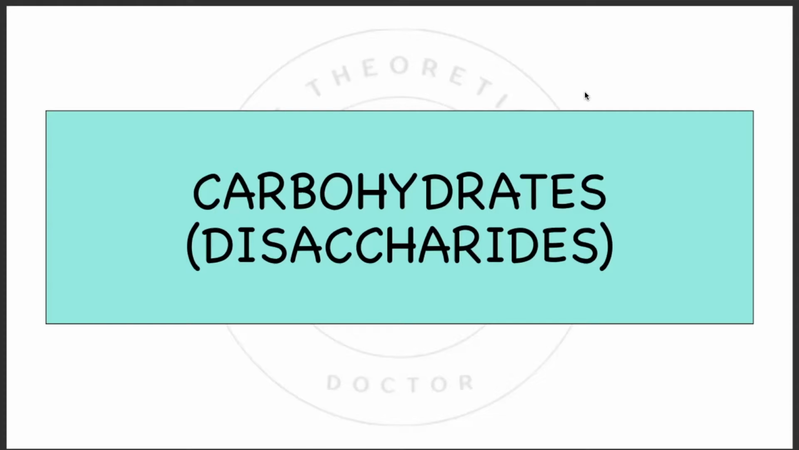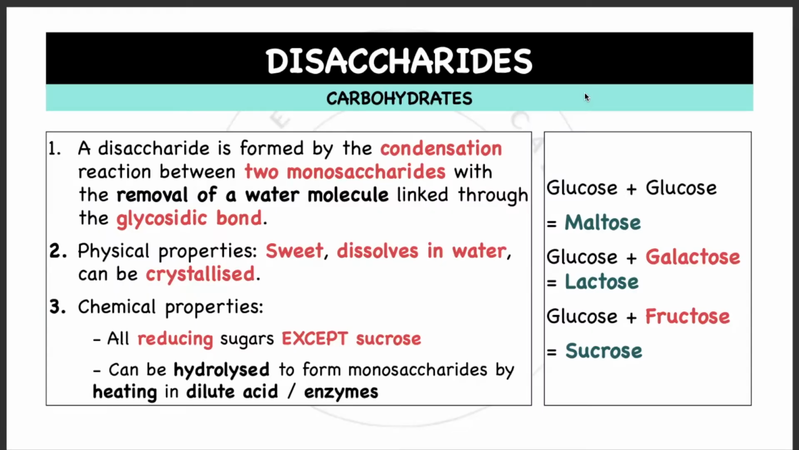Today's topic will be on disaccharides. It's a continuation of the previous video whereby I talk on monosaccharides. Alright, so a disaccharide, di meaning two, is formed by the condensation reaction between two monosaccharides. So if you don't know what monosaccharide is, do check out the previous video. Mono meaning one, so it's the building block, and di means two, so it's formed by two monosaccharides with the removal of a water molecule because the reaction is condensation, and they are linked by the glycosidic bond. So it's very important to remember this definition.